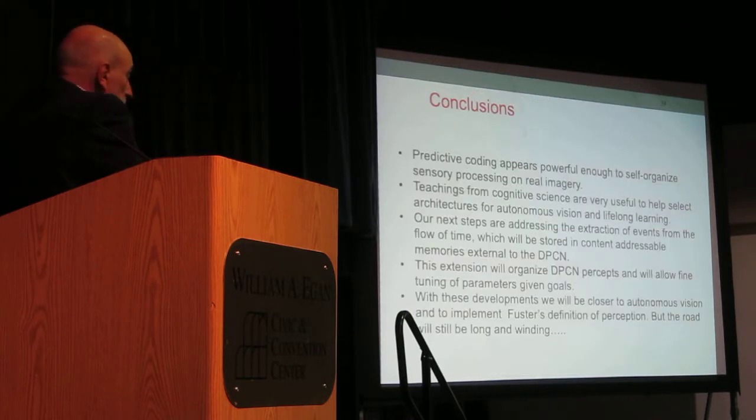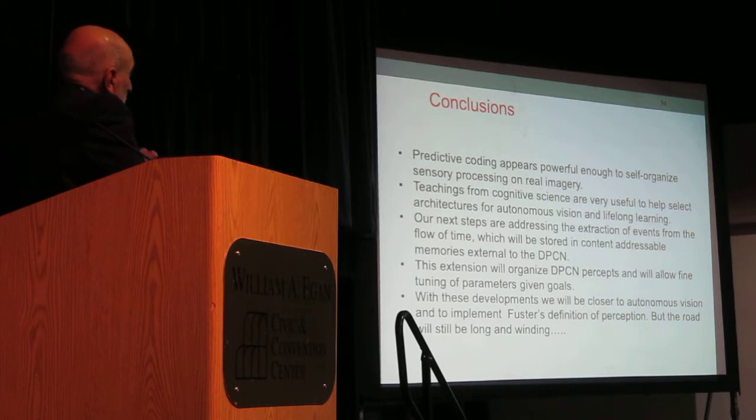Okay, so as conclusions, I think that the predictive coding appears powerful enough to self-organize sensory processing on real imagery. And I think we need to go back and learn much more about cognitive science and try to encapsulate this knowledge in mathematical formulas and architectures that really can help us solve some of the problems of vision, that are very, very complex.